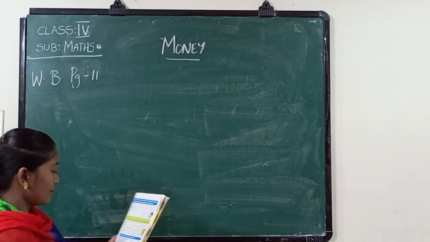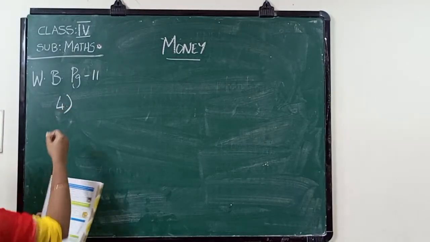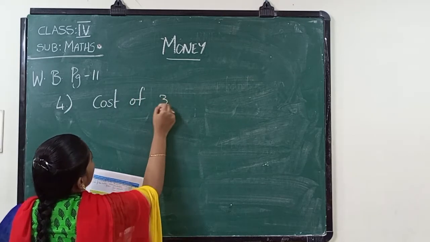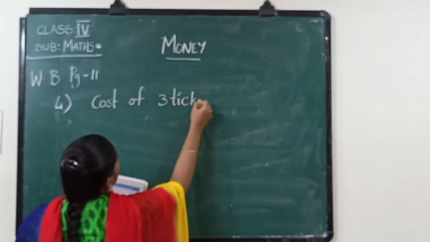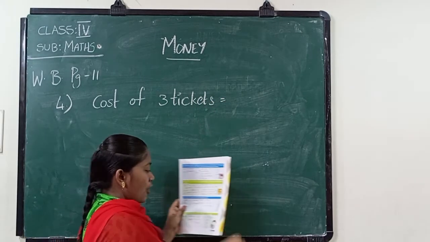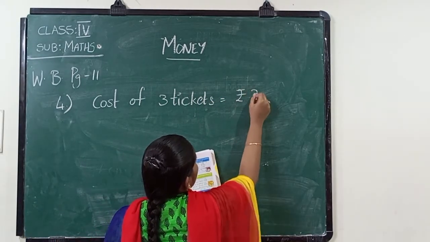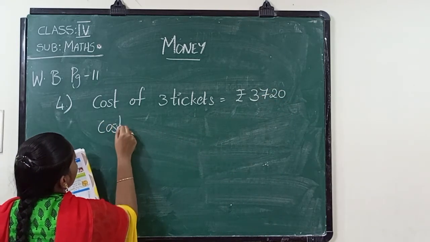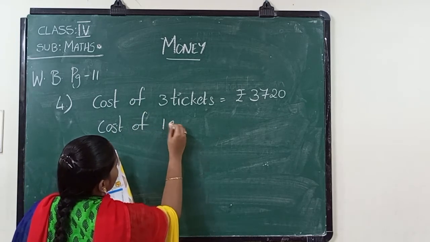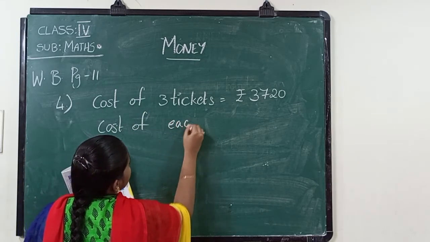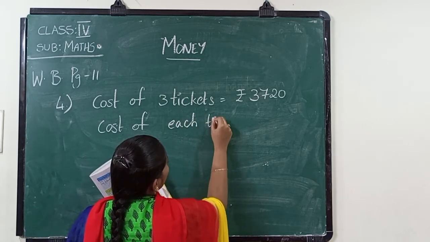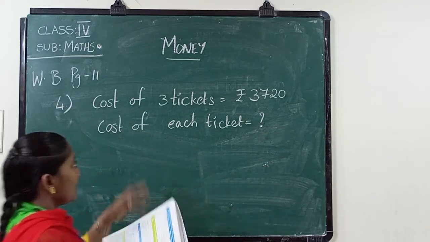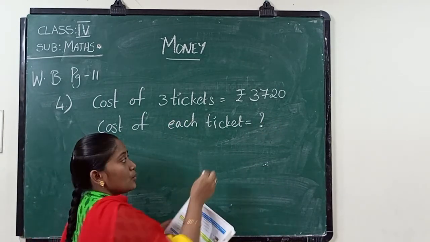Now see the next one. Cost of 3 tickets, how much is it? Rupees 3,720. Cost of each ticket is equal to question mark. For 3 tickets, so we have to do division here.